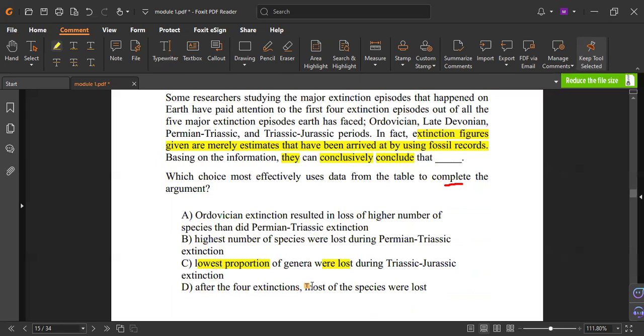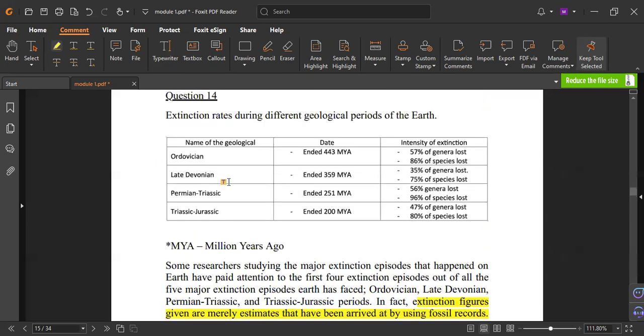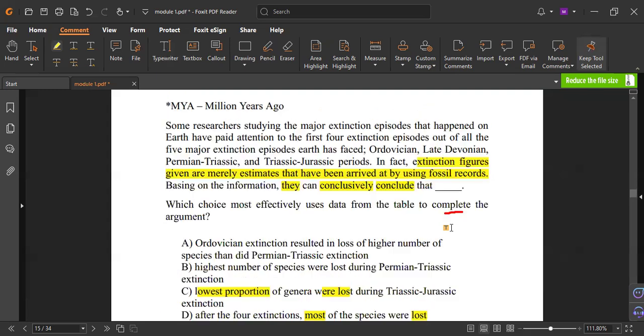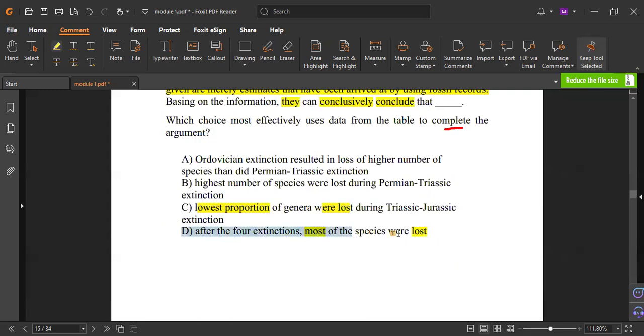After the four extinctions, most were lost. And all of them, most or not. Look. Either lost or not. So lost, because big numbers. Feel it? That's it. So letter D could support most of them.